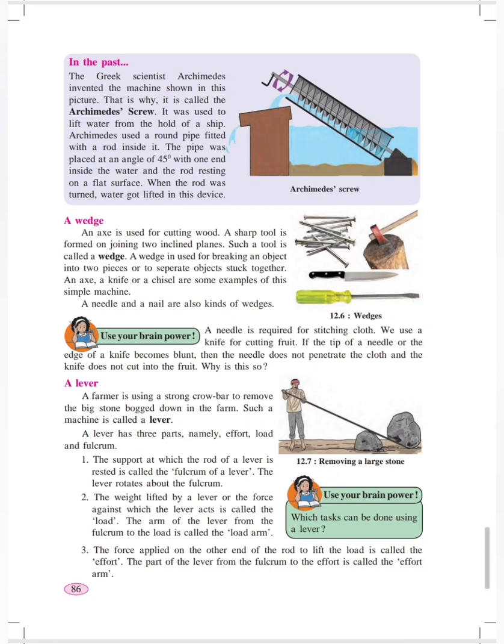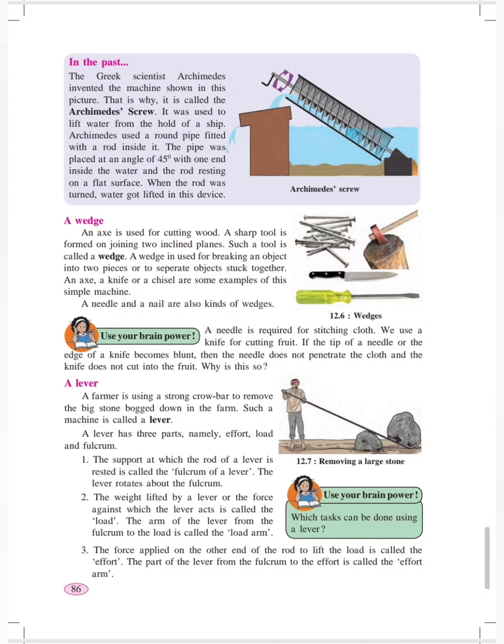A lever is made up of three parts: load, effort, and fulcrum. Students, always remember that the part which you are holding in your hand will be the effort. You can make out that effort in the example of a farmer in the textbook on page number 86. The farmer is trying to remove a large stone with the help of a crowbar.